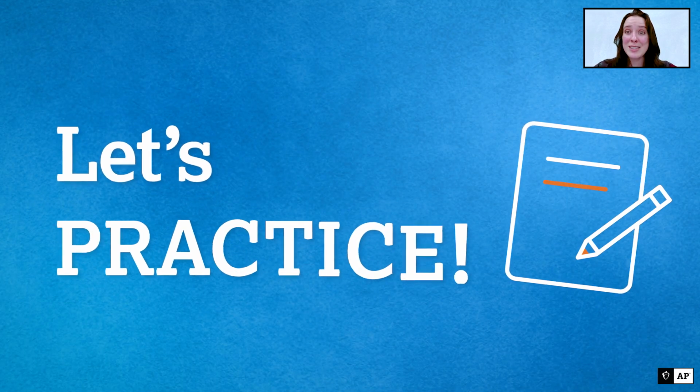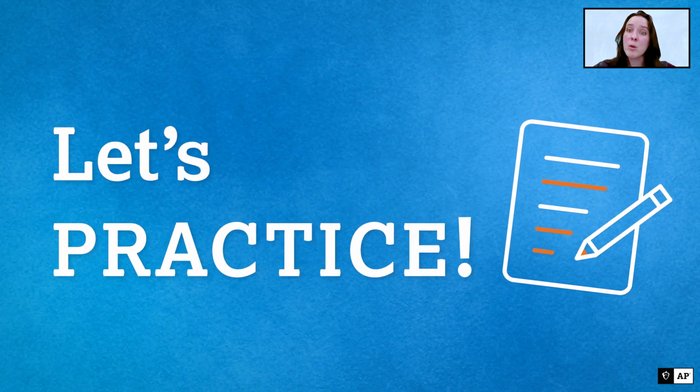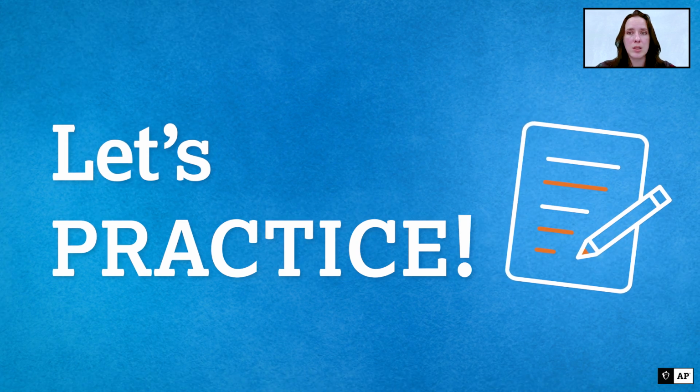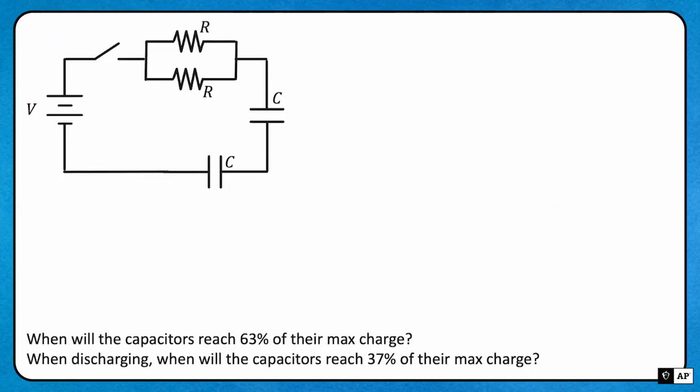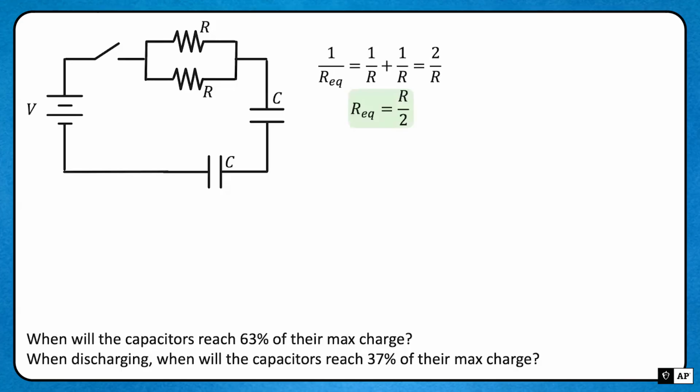Okay, so let's practice. Let's do an example where we have more than one resistor and more than one capacitor. So here we go. We have 2 resistors in parallel, which means we can find their equivalent resistance. Yay, resistors in parallel, that's the reciprocal relationship. So I got 1 over R plus 1 over R equals 2 over R. And if I take the reciprocal of both sides, the equivalent resistance of those 2 resistors is R over 2.